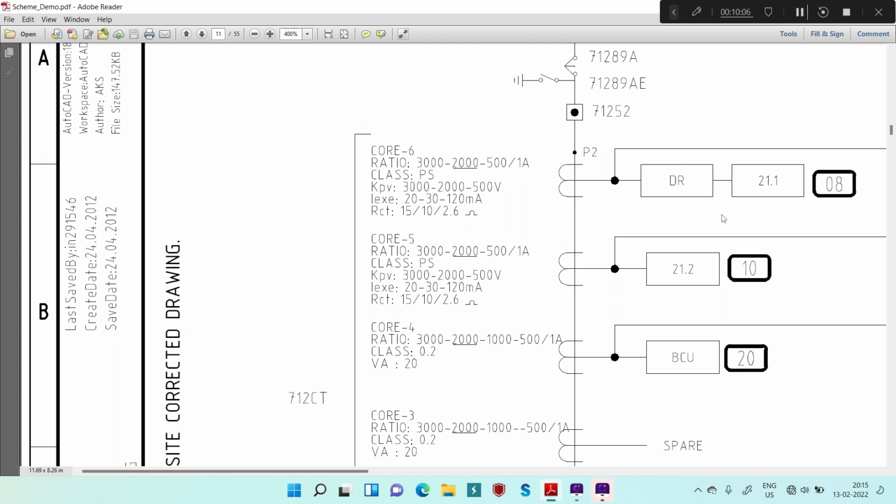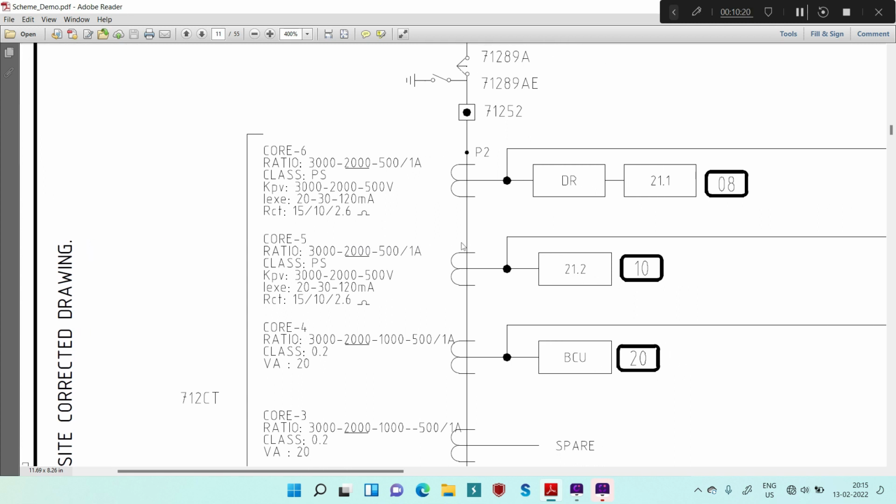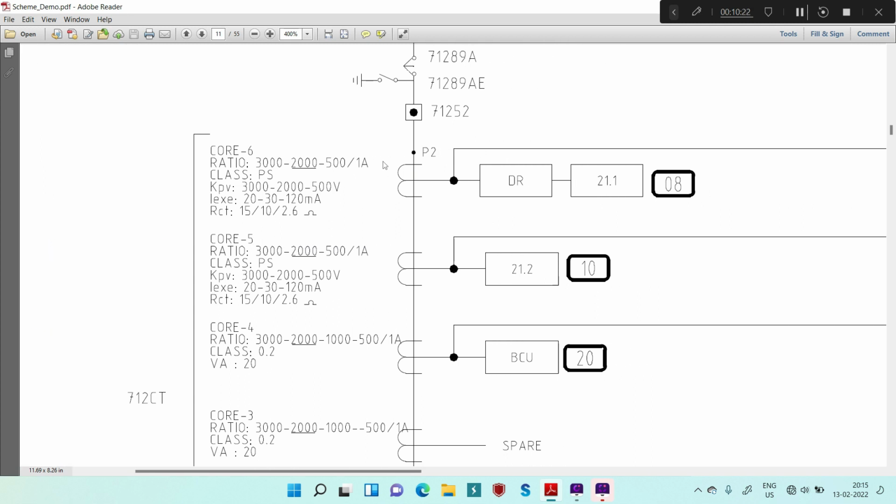Now this core, if you see here, is used for 21.1. 21 is for distance protection and .1 is basically for your Main 1. So this core is for the distance protection Main 1 relay. And since it is used for distance protection Main 1, you have to make one parallel connection with the tie CT also.